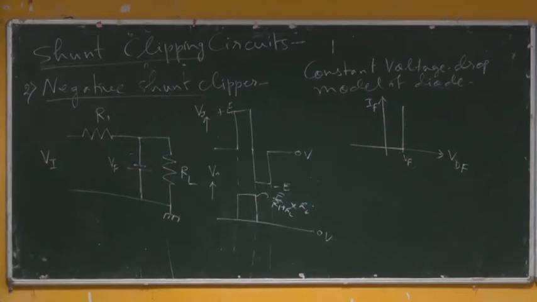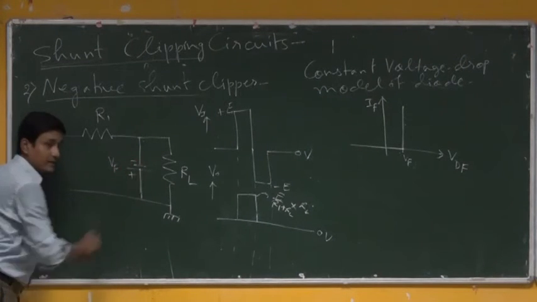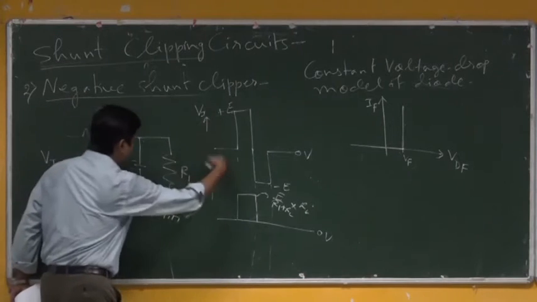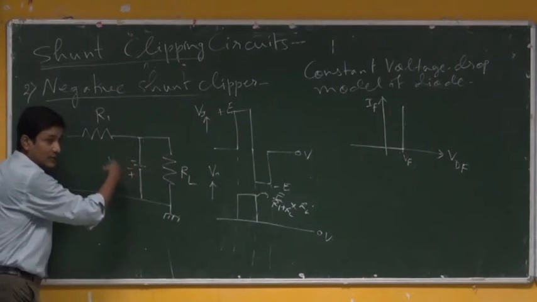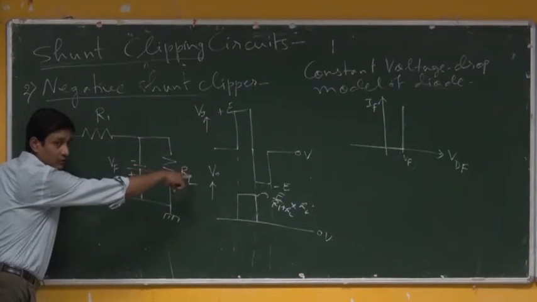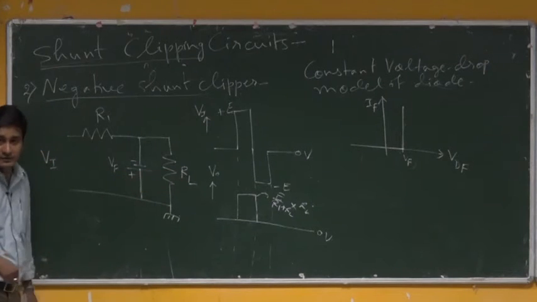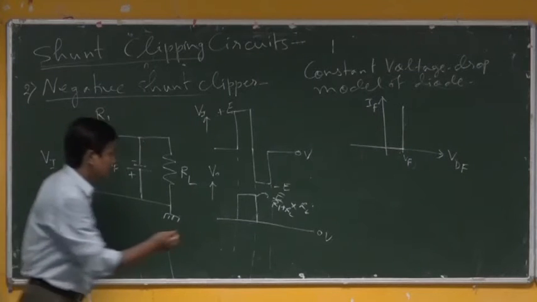VF, positive here, negative here. If it conducts, in that case, the voltage here which comes as V0, what will be that? Plus VF or minus VF? Obviously minus VF.